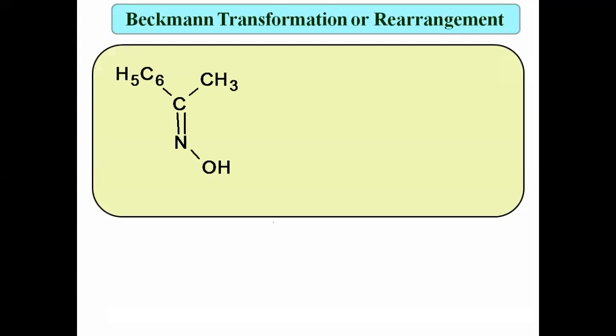Now let us see how this reaction is used to determine configuration, meaning whether that ketoxime is syn or anti. I will take the same example. This is our ketoxime, phenyl methyl ketoxime. Here, the methyl group and OH are on the same side, while the phenyl group and OH are on the opposite side, meaning it is anti-phenyl methyl ketoxime.